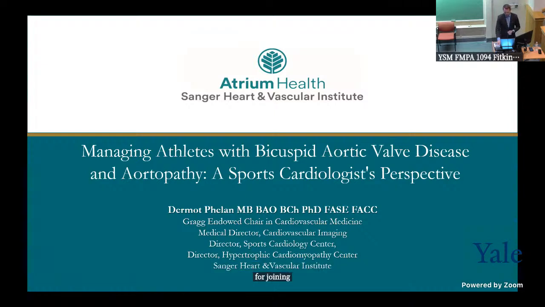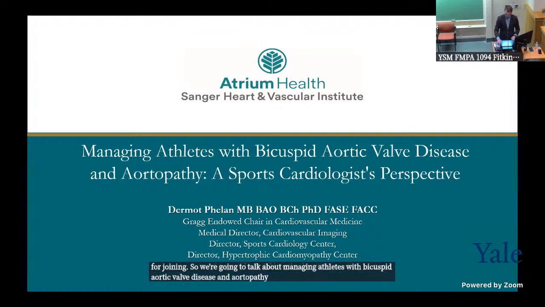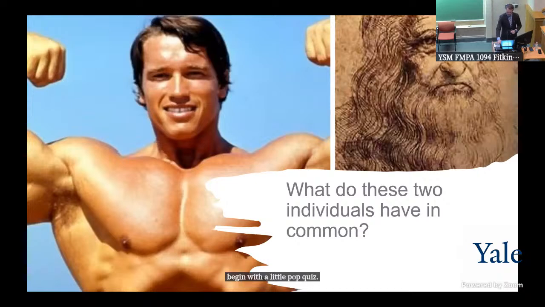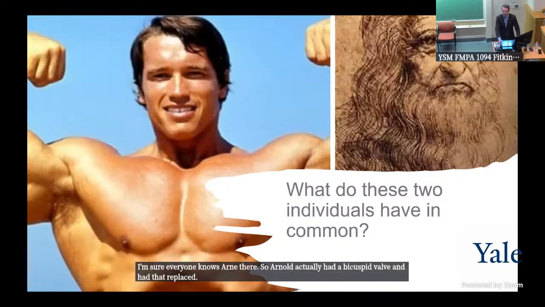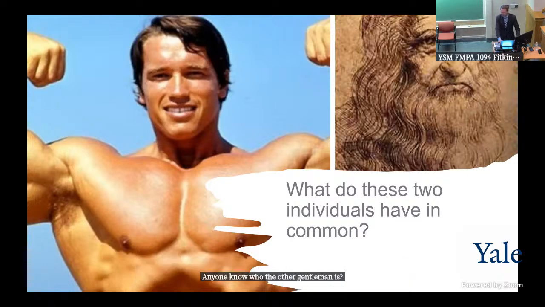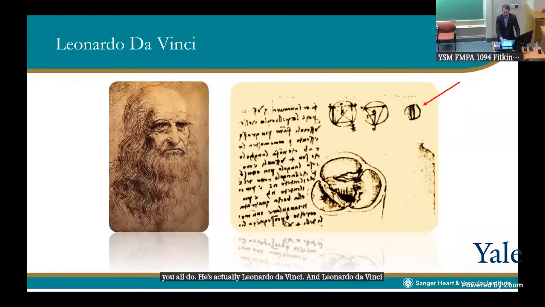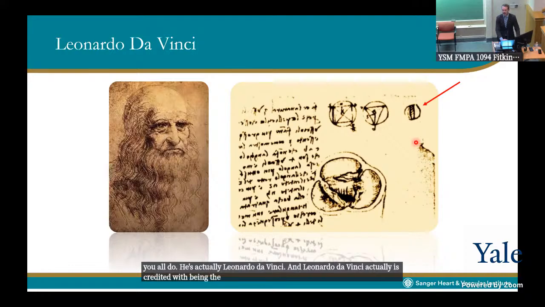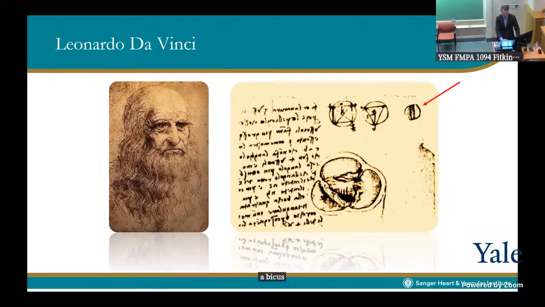So we're going to talk about managing athletes with bicuspid aortic valve disease and aortopathy, and I'm going to begin with a little pop quiz. What do these two individuals have in common? Or maybe, does anyone know who these two individuals are? I'm sure everyone knows Arnie there. So Arnold actually had a bicuspid valve and had that replaced. Anyone know who the other gentleman is? You all do. He's actually Leonardo da Vinci. And Leonardo da Vinci actually is credited with being the first person to actually animate a bicuspid aortic valve. So just a little trivia for you going forward.